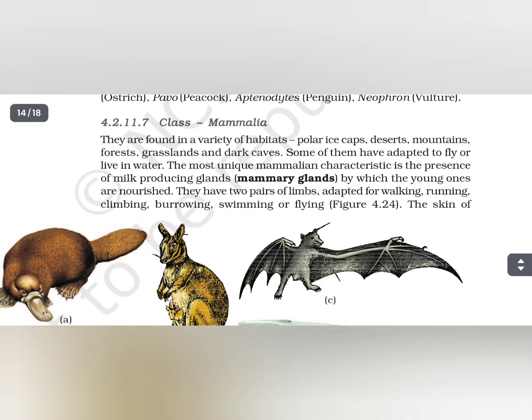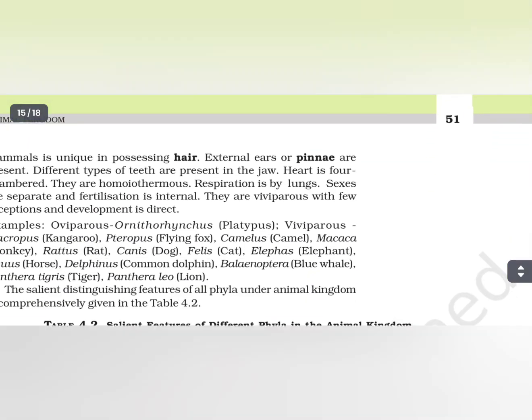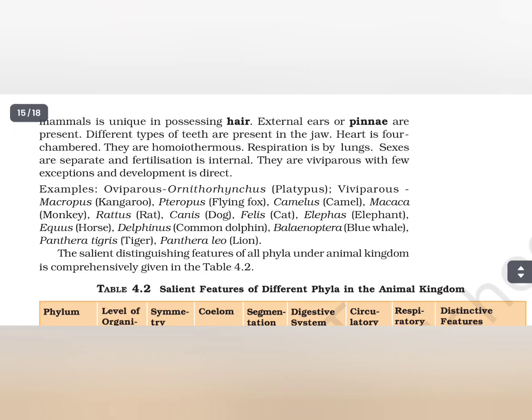Class Mammalia. They are found in a variety of habitats: polar ice caps, deserts, mountains, forests, grasslands, and dark caves. Some of them have adapted to fly or live in water. The most unique mammalian characteristic is the presence of milk-producing glands, mammary glands, by which the young ones are nourished. They have two pairs of limbs, adapted for walking, running, climbing, burrowing, swimming, or flying. The skin of mammals is unique in possessing hair.